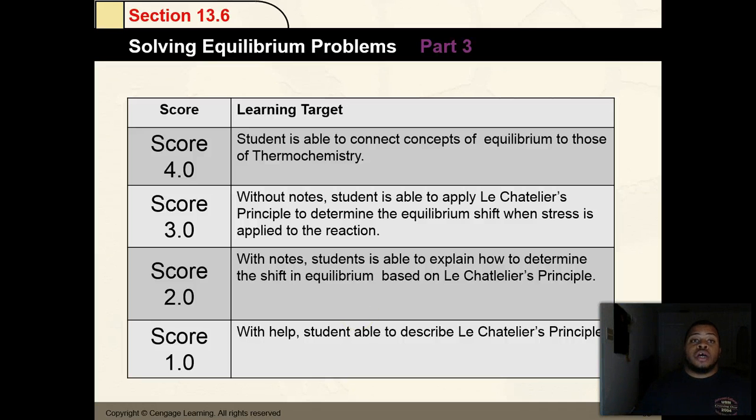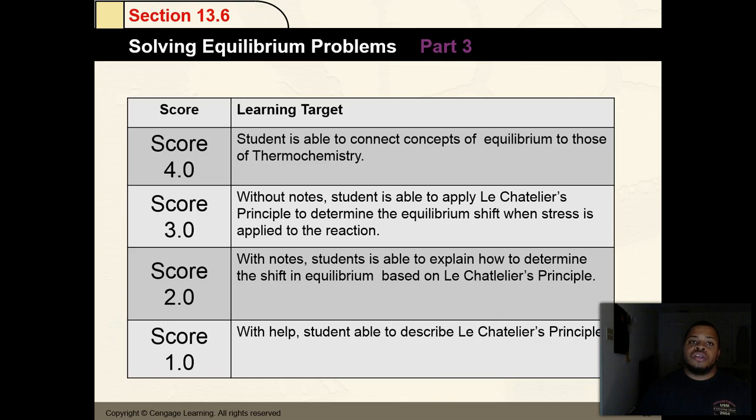Alright, we're coming into our last video. This is technically officially part 3 of the video, and we're going to deal with what's called Le Chatelier's Principle today. Now, the goal is, without notes, that you're able to apply Le Chatelier's Principle to determine the equilibrium shift when stress is applied to a reaction.